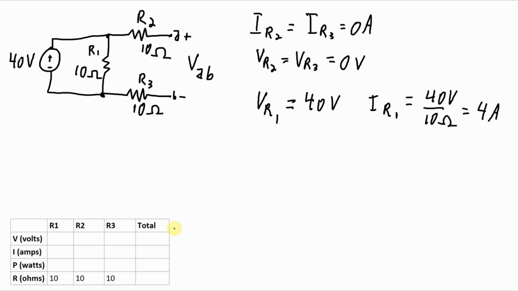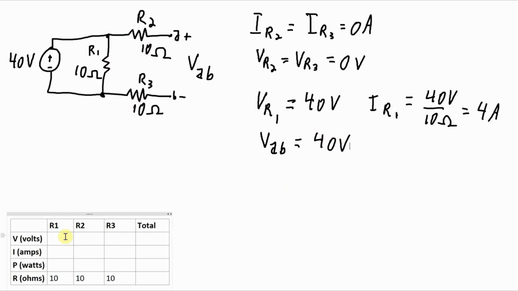Now, it's not in the table down here, but the voltage between points A and B is an interesting one. Because there's no current going through R2 and no current going through R3, point A is at the same potential as the point over here at the top of R1, and the voltage at B is the same as over here at the bottom of R1. So basically, VAB is going to be the same as the voltage across R1. So VAB is also 40 volts.